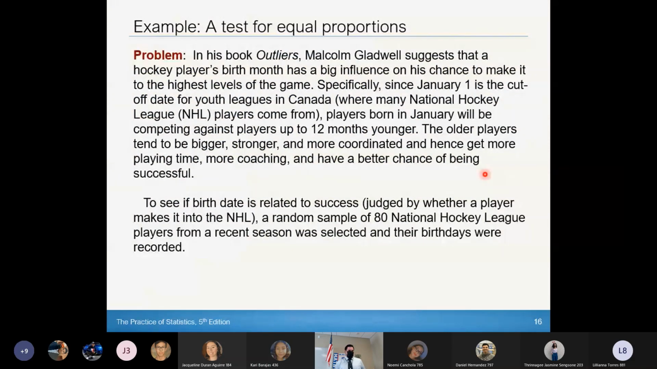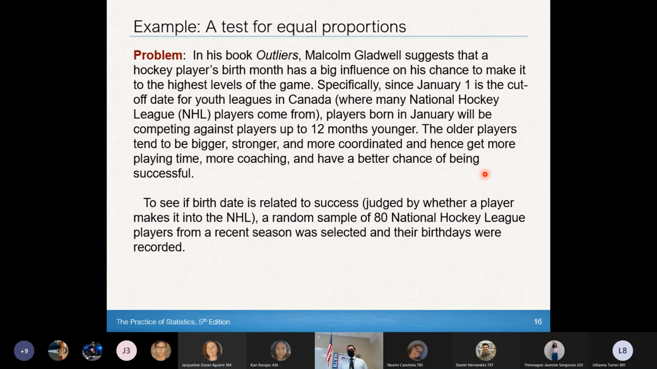So let's look at an example doing the entire process. And this is a test for equal proportions. In his book, Outliers, Malcolm Gladwell suggests that a hockey player's birth month has a big influence on his chance to make it to the highest levels of the game.